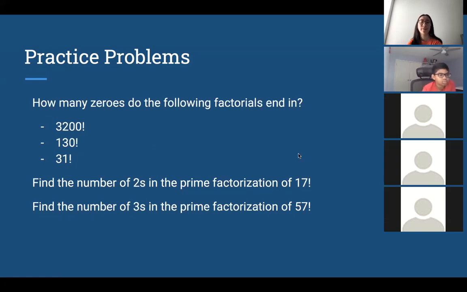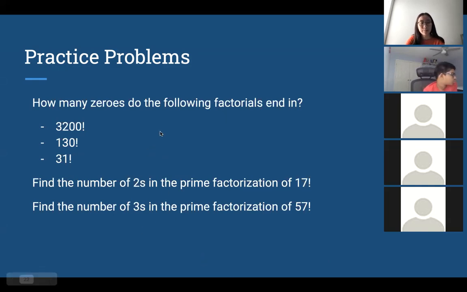Okay, how are we doing on the first couple? Has anyone found the answer for 3,200 factorial? Or would you like me to go through it step by step? I got the first one, but I don't know if it's correct. All right, or you can go ahead and type it in the chat. Okay. It looks like that's not quite correct. So let's go ahead and explain.